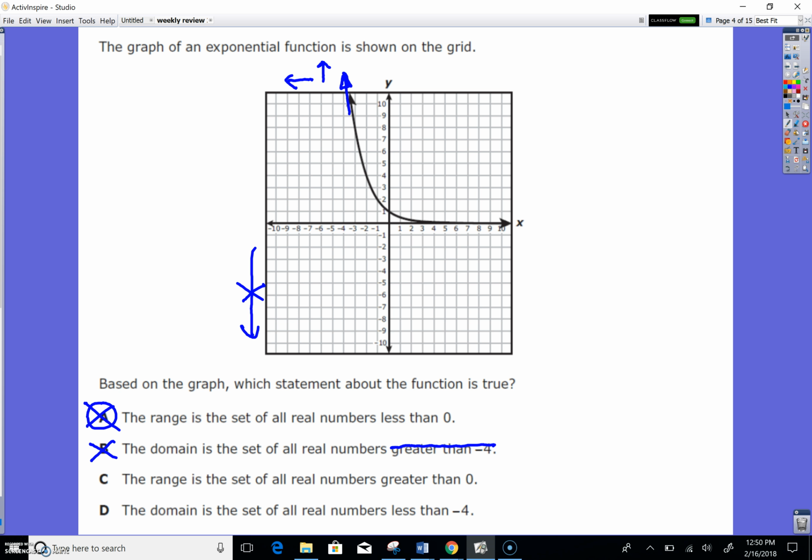The range is the set of all real numbers greater than 0. You see this? It's greater than 0, and see how this flattens out? It just goes straight, so that looks good. The domain is the set of all real numbers less than 4. Actually, it looks like it's greater than 4. But, again, the domain right here should be all real numbers. So C is correct.